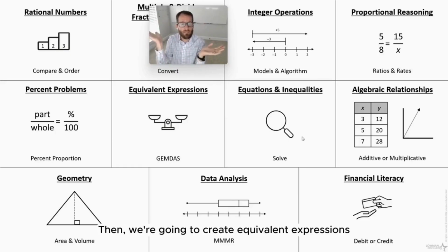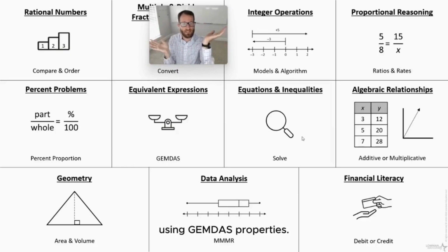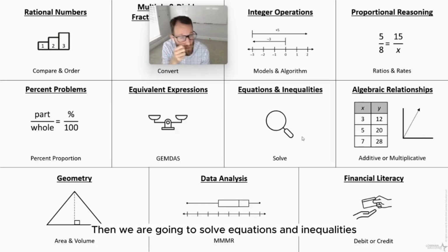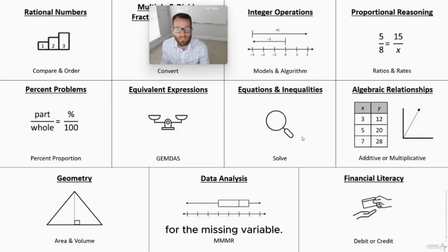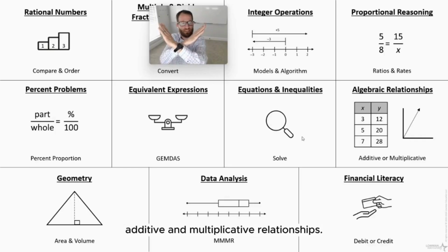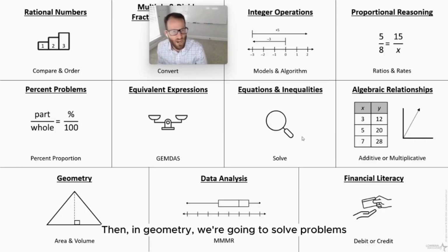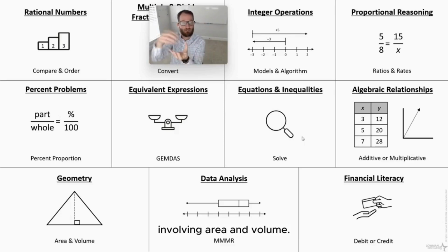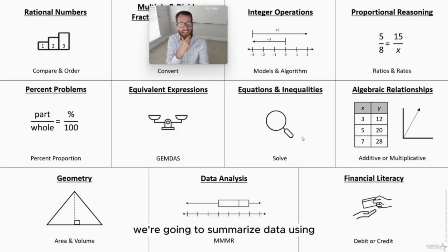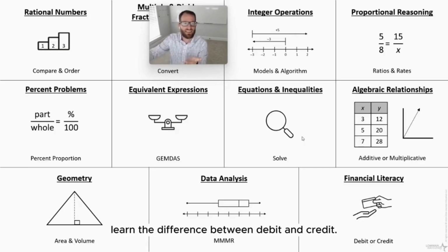Then we're going to create equivalent expressions using GEMDAS and properties. Then we're going to solve equations and inequalities for the missing variable. Next, we're going to compare additive and multiplicative relationships. Then in geometry, we're going to solve problems involving area and volume. Then in data analysis, we're going to summarize data using mean, median, mode, and range. And then in the very last unit, we're going to learn the difference between debit and credit.